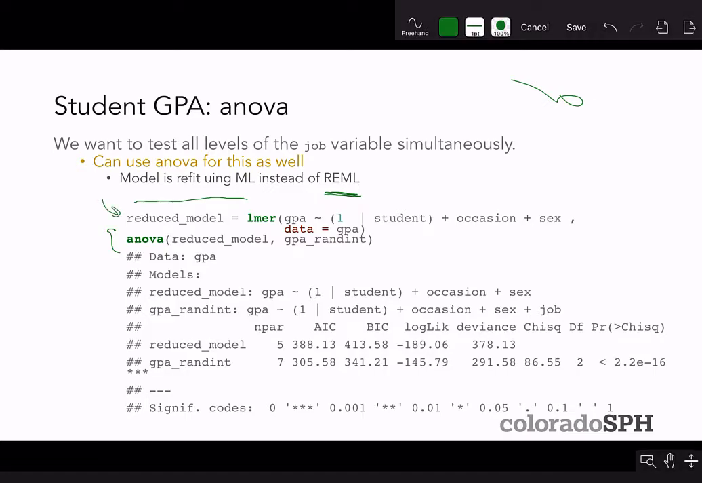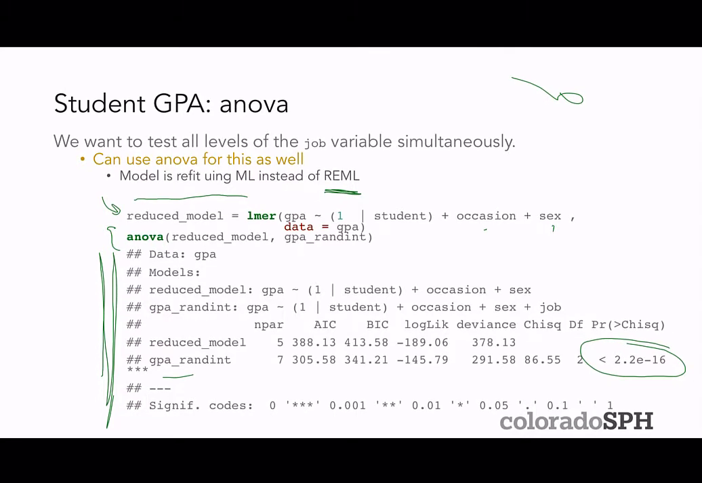So what I'm doing here is I'm defining a reduced model, which is the same as the previous random intercept model, but now I don't have a fixed effect for job anymore. So that's why it's the reduced model. I can run my anova with the reduced model and that random intercept model. You're going to get a warning message that tells you that the model is being refit using maximum likelihood instead of restricted maximum likelihood. And then you'll get your results printed here. In this case, the p-value indicates that adding that job variable gives you statistically significant results, much the same way that we've seen in other likelihood ratio type models.